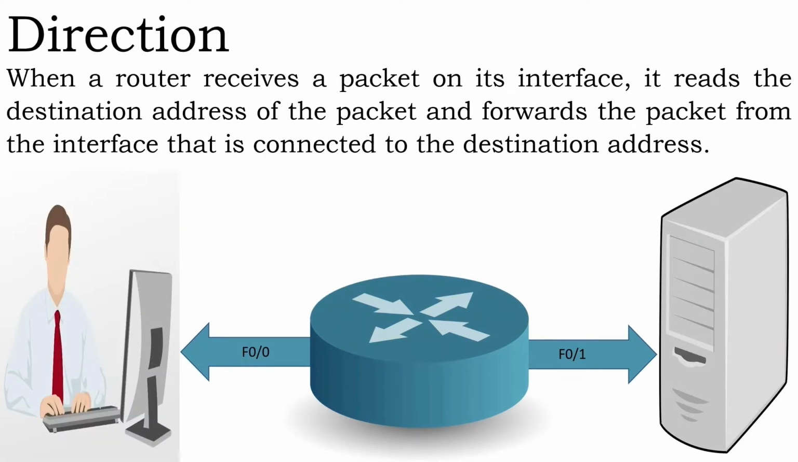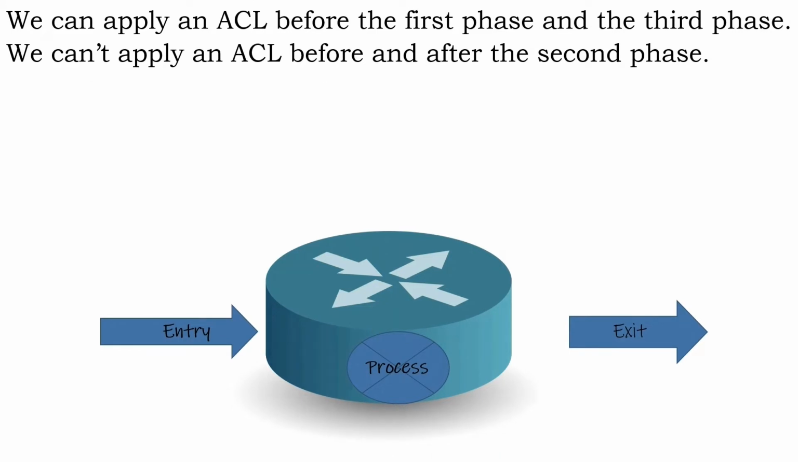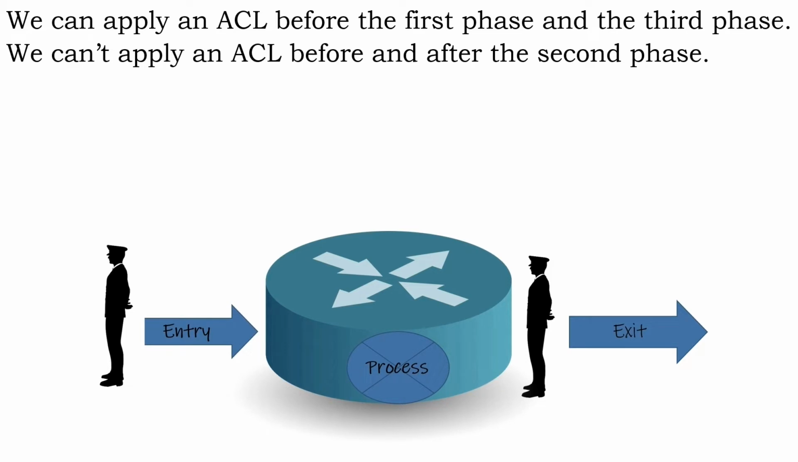Direction. When a router receives a packet on its interface, it reads the destination address of the packet and forwards the packet from the interface that is connected to the destination address. We can divide this process into 3 phases. These phases are entry, process, and exit. In the first phase, the packet enters the router. In the second phase, the router processes the packet. In the third phase, the packet exits the router. We can apply an ACL before the first phase and the third phase. We can't apply an ACL before and after the second phase.